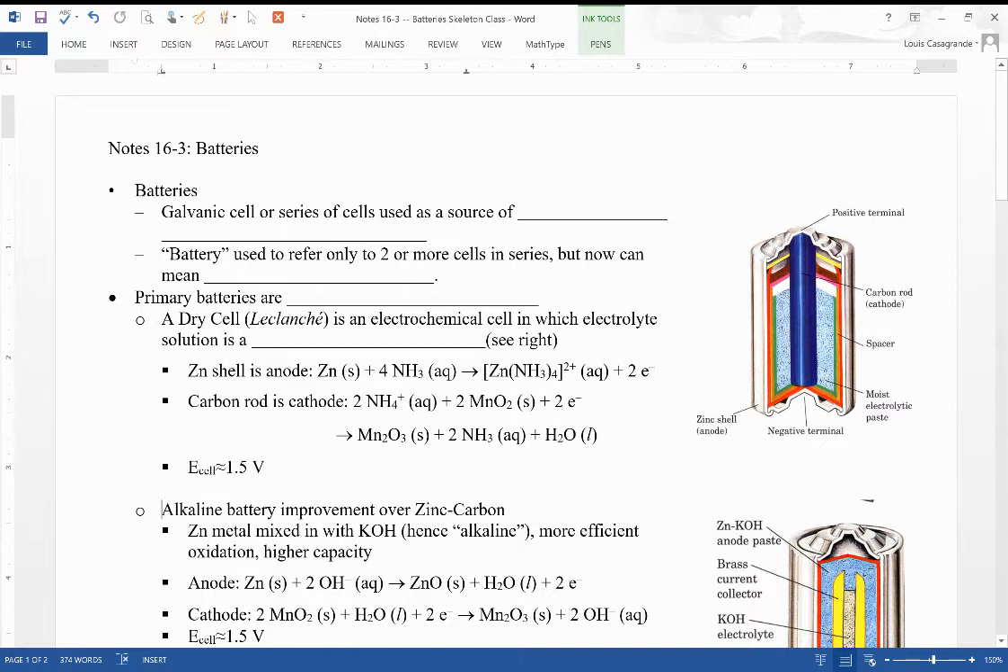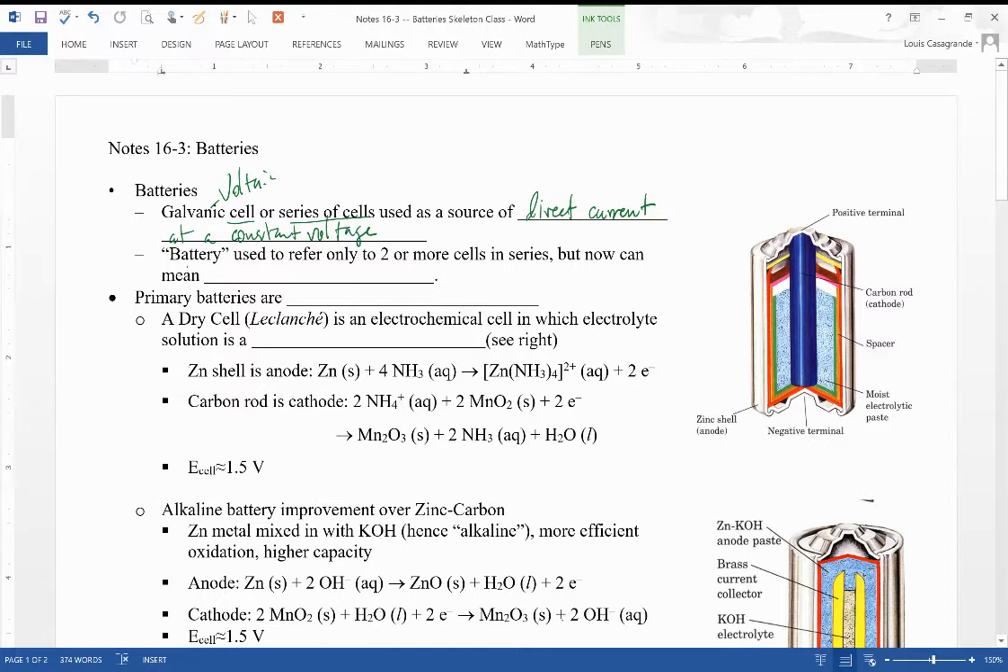Using batteries, or constructing batteries from electrochemical cells. Now, first of all, what is a battery? A battery is a galvanic or voltaic cell. I've been using those kind of interchangeably. Or a series of cells. It's a cell or a series of cells used as a source of direct current at a constant voltage.